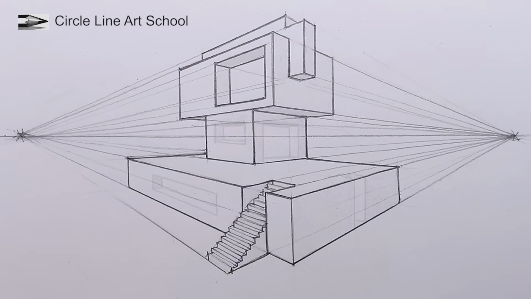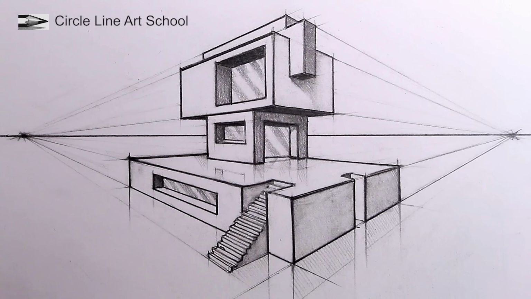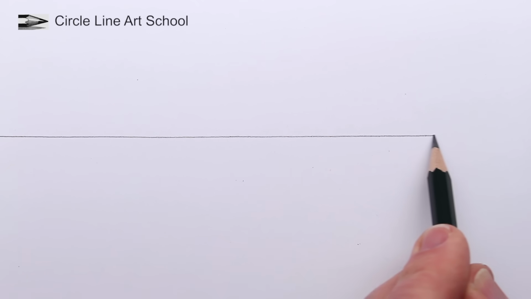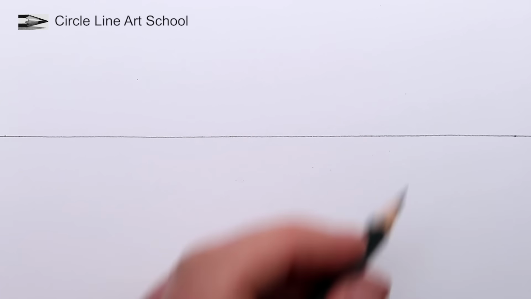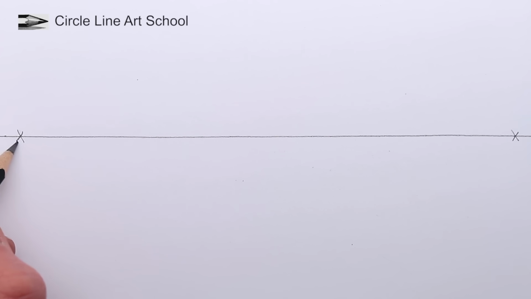In this week's Circle Line Art School video, I'll show you one way to draw a building in two-point perspective step by step. When drawing perspective, we need to draw a horizontal line for the horizon, which represents the furthest distance that we can see. Next, for two-point perspective, we need to draw two vanishing points, as far apart as possible from each other and on the horizon line.